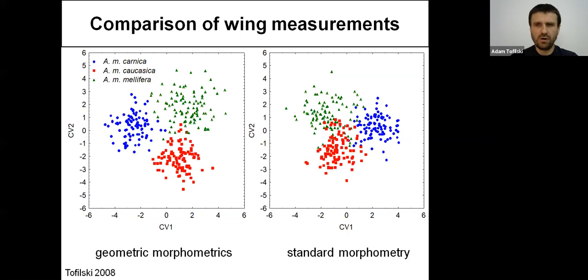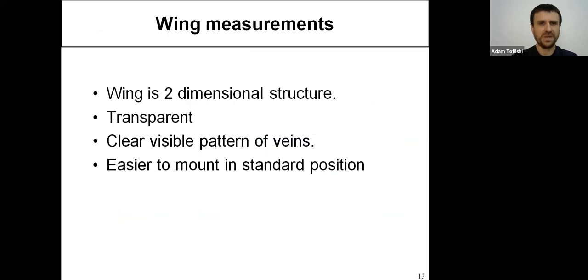However, this is related only to wing measurements. When you do all the more than 30 measurements, including color and proboscis, then I'm sure the standard morphometry would be much more precise. Anyway, it's so time consuming that it's unlikely that beekeepers will use it. So the wing measurements are good because they can be done easily and precisely.